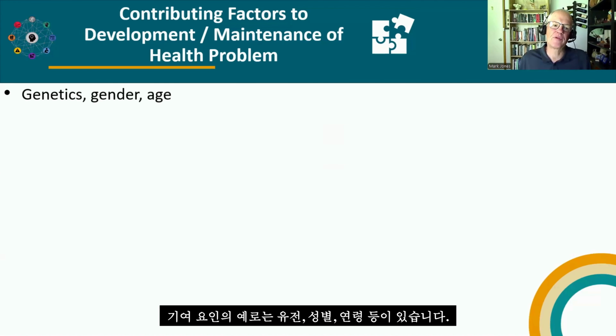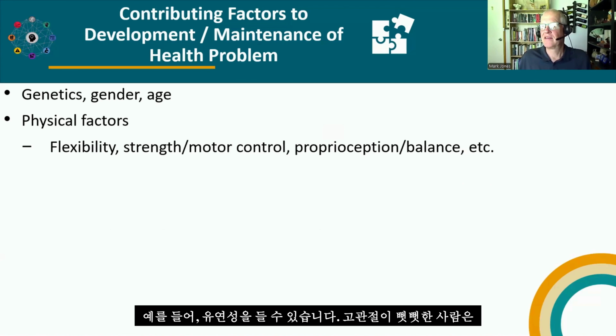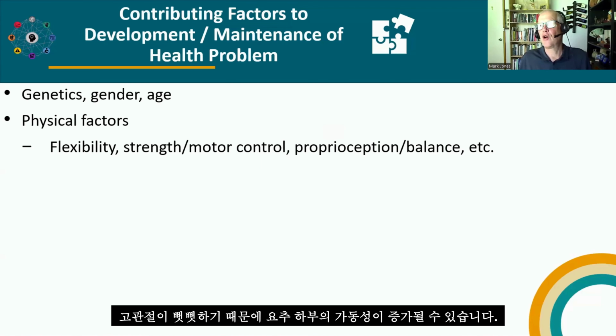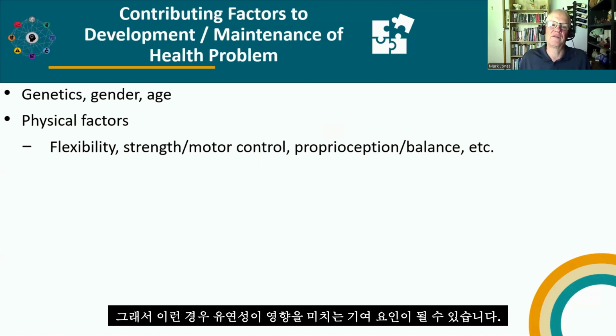So some of the examples of contributing factors are genetics, gender, age. There are many different examples of physical factors that can be contributing to the patient's development and maintenance of their problem. So for example, flexibility. Somebody that may have stiffness in a hip, and because their hip is stiff, it causes increased mobility in the lower segments of the lumbar spine, which causes increased strain on those tissues and eventually nociception and pain. So flexibility can be a contributing factor.